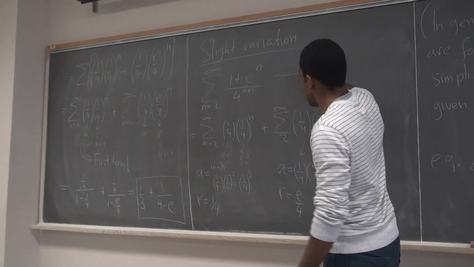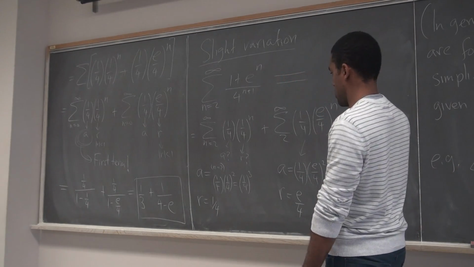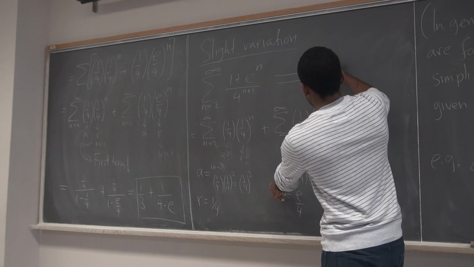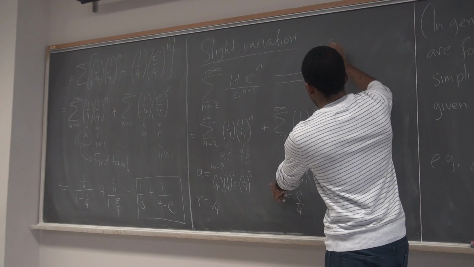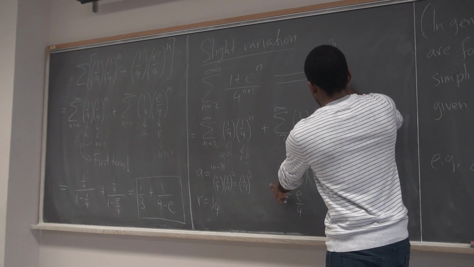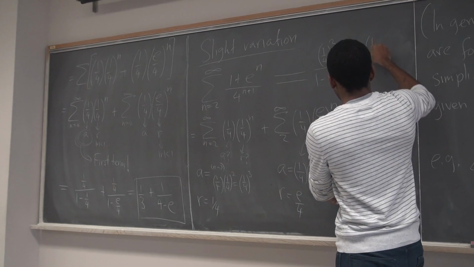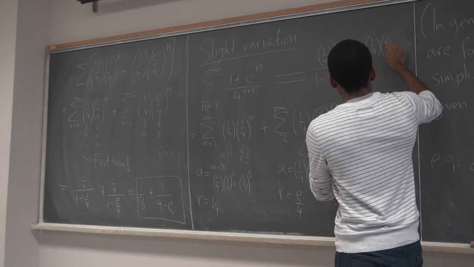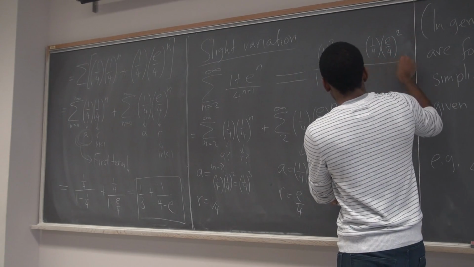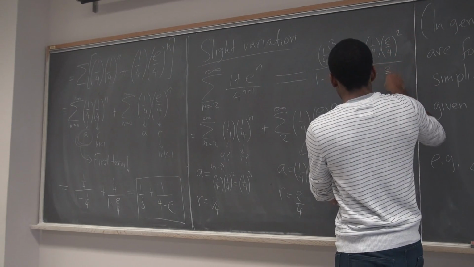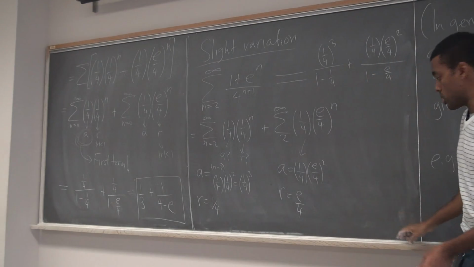So ultimately this would equal a over 1 minus r, plus this would equal a over 1 minus r, right? Which will give you a different number.